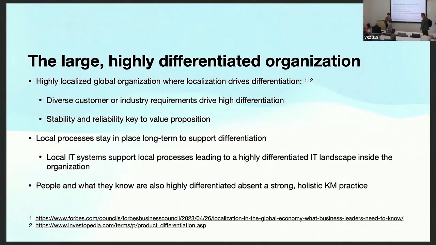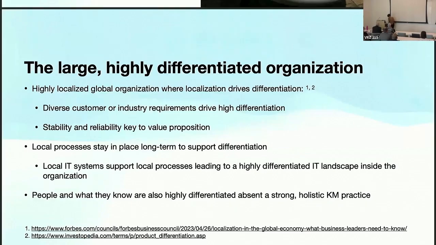So here's the kind of businesses I had in mind when I put this talk together. They are highly localized and they are global. This means that either because of geolocation, customer base, or industry, there's this broad organization that has to have different kinds of operations and maintain a plurality of operations at any given time. The local processes lead to highly localized IT solutions. And here's why we end up needing knowledge management.